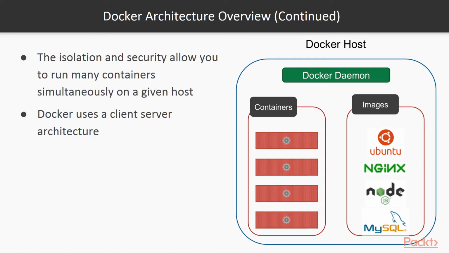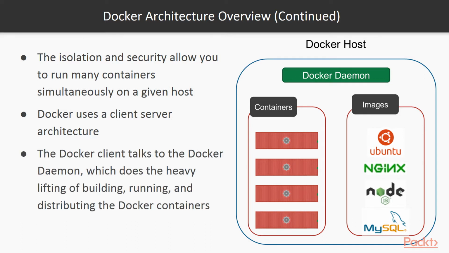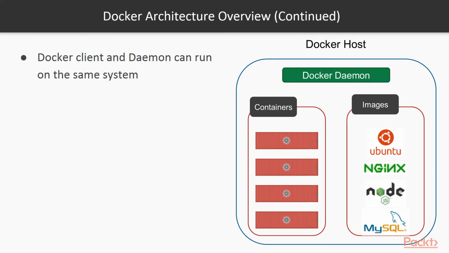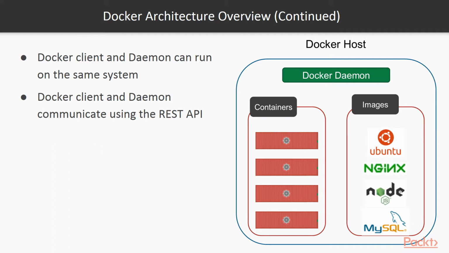Docker uses a client-server architecture. The Docker client talks to the Docker daemon, which does the heavy lifting of building, running, and distributing your Docker containers. The Docker client and daemon can run on the same system, or you can connect a Docker client to a remote Docker daemon. The Docker client and daemon communicate using a REST API over Unix sockets or a network interface.